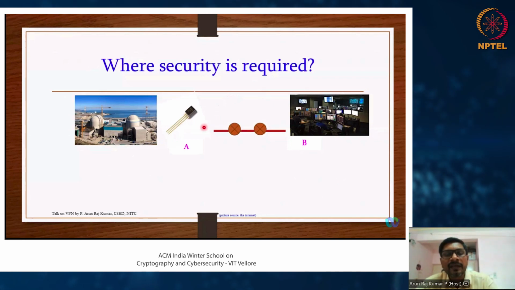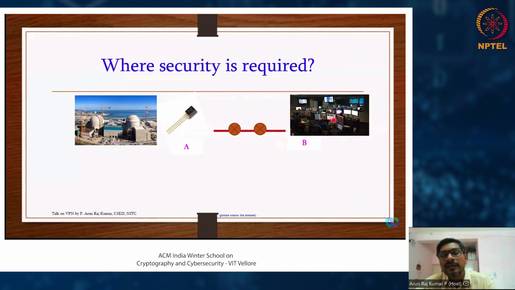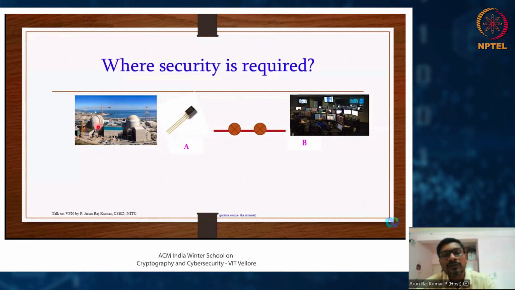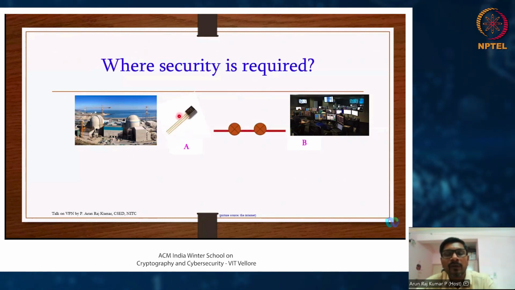So if the question is where exactly the security is required, is it required here in the A region, or in the intermediate region, or in the B region? The answer is it is required in all the 3 regions. From the source to the destination, everywhere the security is required. Only then will the data generated by this sensor be able to reach the destination securely and safely.